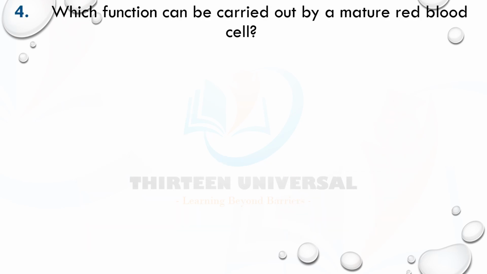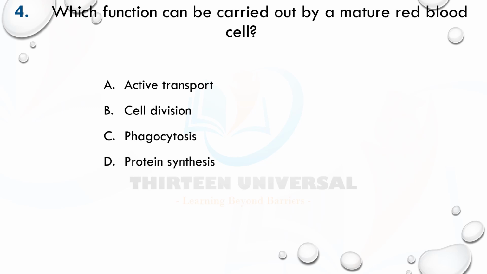Let's go. Which function can be carried out by a mature red blood cell? Mature red blood cells usually don't have a nucleus. The nucleus degenerates. That means forget about cell division, because cell division is controlled by nuclear division. They don't have a nucleus, to create space for hemoglobin. They are not phagocytes, they are not white blood cells, so they don't carry out phagocytosis. Because they don't have a nucleus, they can't carry out protein synthesis, because protein synthesis requires transcription and translation. Transcription requires DNA and they lack a nucleus. So B, C, D cannot be the answer.